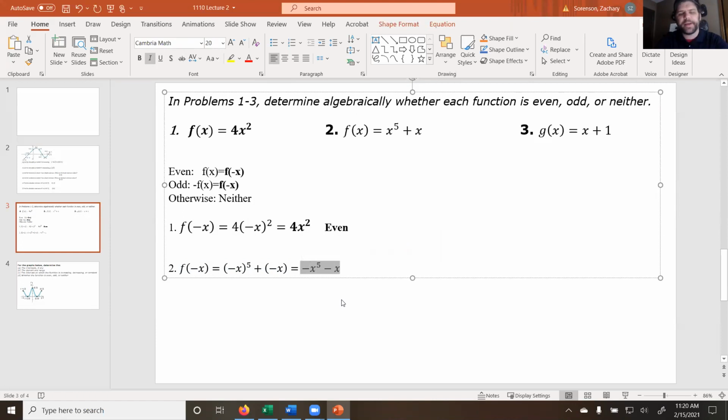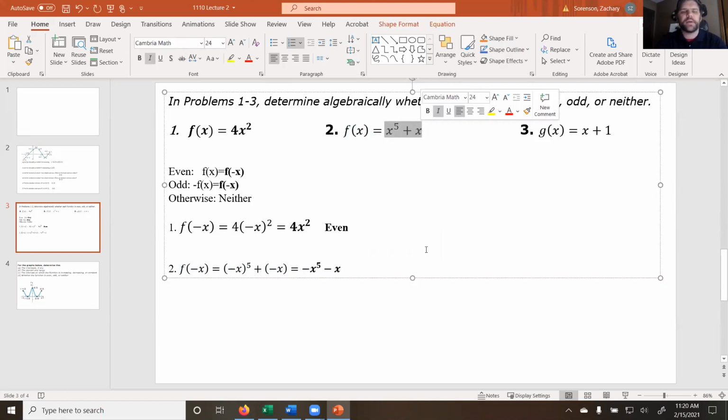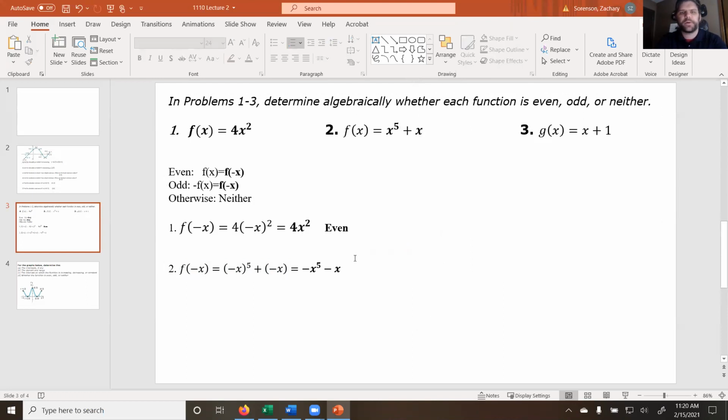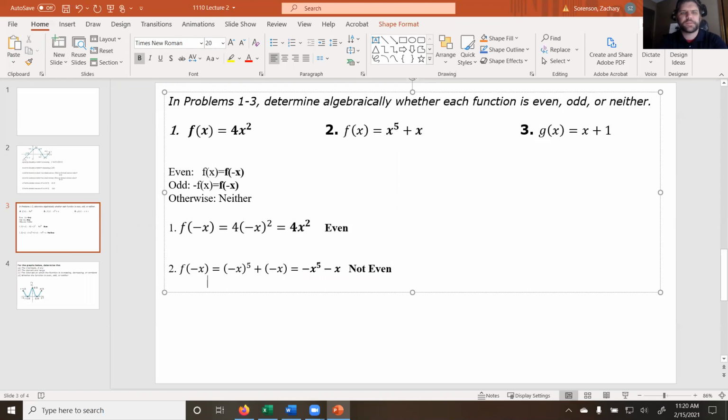So I'm doing my even test. I always start with my even test. I compare it to my original function. Oh, they're not the same. This one has a negative. This one has a positive. So it's not even. So I keep going. I wouldn't even write this part. If this was my exam, I would just keep going.